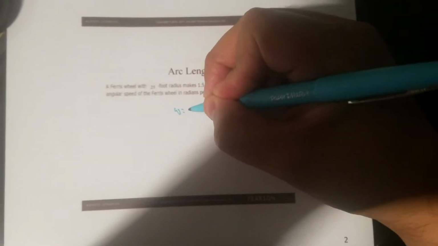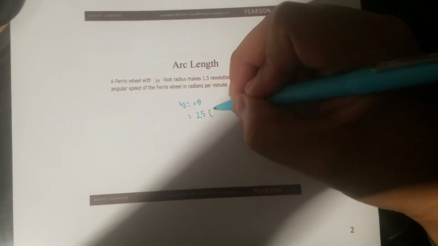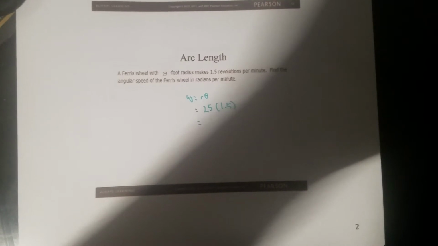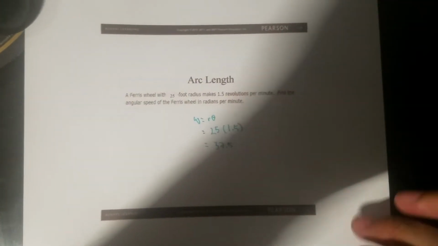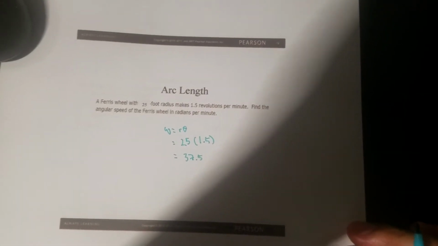Okay, so arc length here, guys, this is just real simple. It's just r times theta, which is 25 times 1.5, which would equal 37.5. So again, not given on your equation sheet, but should be an easy question.